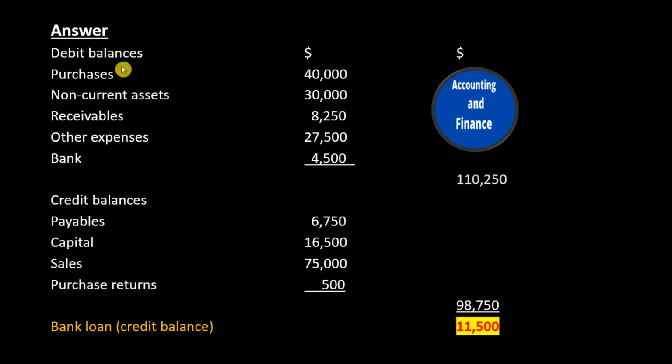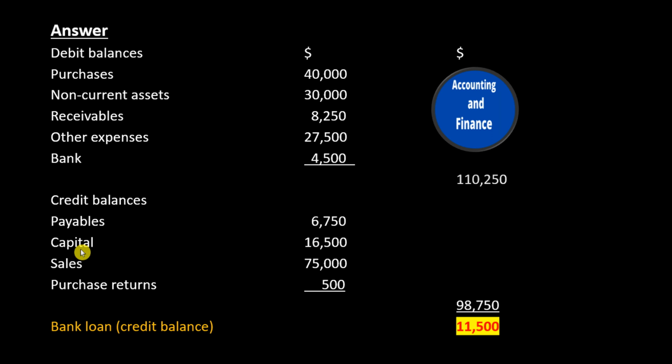Answer: debit balances. Purchases, $40,000. Non-current assets, $30,000. Receivables, $8,250. Other expenses, $27,500. Bank, $4,500. Total, $110,250.